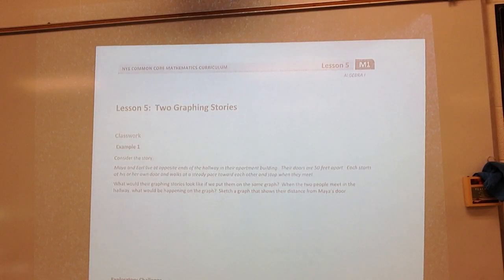Are the 2 people traveling at the same rate? If yes, how can they compare? How would their graphs compare? Well, it says in our story that each starts at his or her own door and walks at a steady pace. So they are traveling at the same rate, a steady pace. All right? Because they are walking at a steady pace, then their graphs should have the opposite slopes.